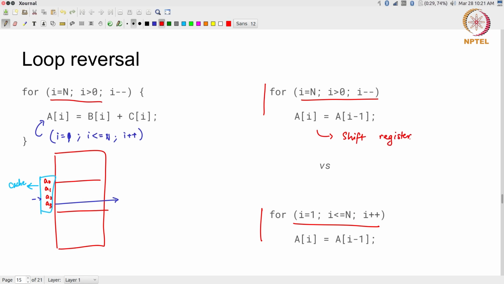What will the second one become? What happens to A of 1? It gets the value of A of 0. What does A of 2 get? The same A of 0, right? So A of 0 gets copied everywhere. So this is an example where it looks as though the transformation is valid, but it is actually fundamentally changing the behavior of the program. So it's not just a question of looking at the index variable and changing things around.